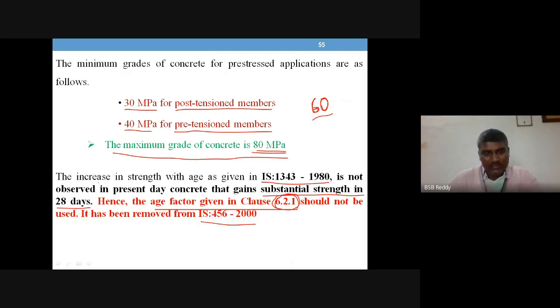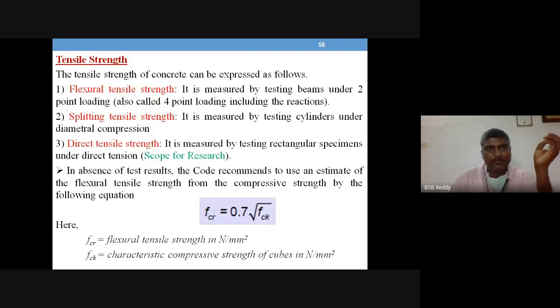So the strength increase, definitely it says, but it is not observed, there is no substantial change. A notable change is not there. Even if you test at 28 days, or maybe after 1 year, the strength does not have much variation. So it is almost attaining the required strength in 28 days itself. That is what it says.